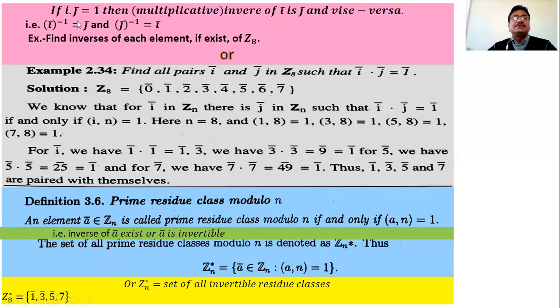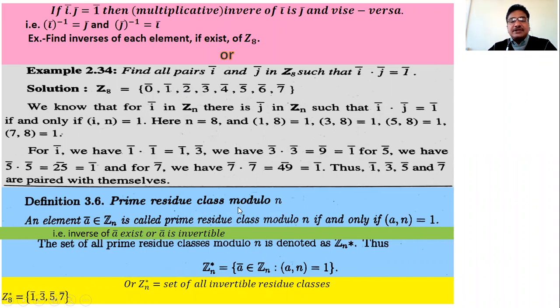So in these examples, what is the inverse of the residue class? If i bar into j bar is 1 bar, then i bar inverse is j bar, or we can say that j bar inverse is i bar. And the multiplicative inverse exists if the greatest common divisor is 1. So in Z8 the inverses of only 4 elements exist, and what are they? 1 bar inverse is itself 1 bar, 3 bar inverse is itself 3 bar, 5 bar inverse is itself 5 bar, and 7 bar inverse is itself. Other elements, that is 0 bar, 2 bar, 4 bar, and 6 bar, do not have multiplicative inverses.